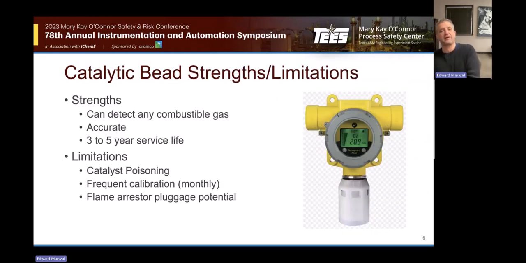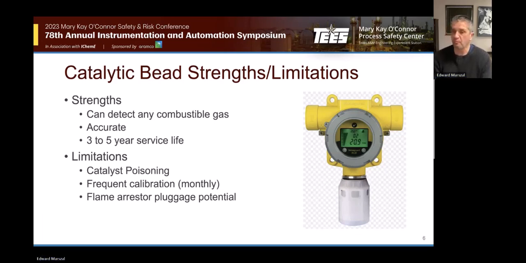Well, before I tell you how to deal with this issue, let's talk a little bit about strengths and limitations of the catalytic bead. Again, the workhorse of the industry, its strengths are that it's going to be able to detect anything combustible, and that includes hydrogen, which has no carbon. So you can detect literally any gas that will combust. It's going to be very accurate, especially right after calibration. It's got a decent service life of 3 to 5 years.